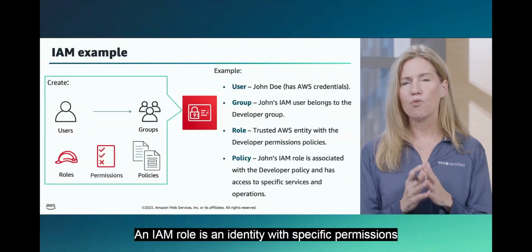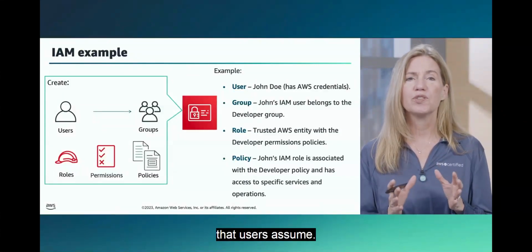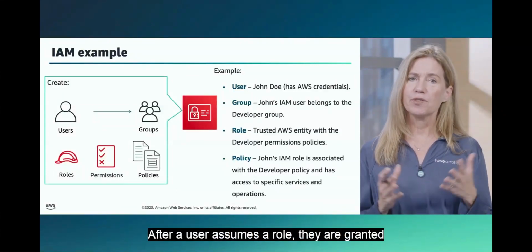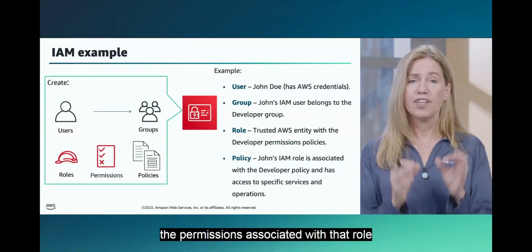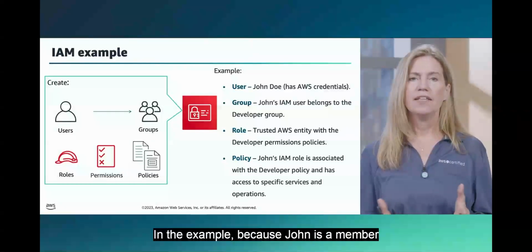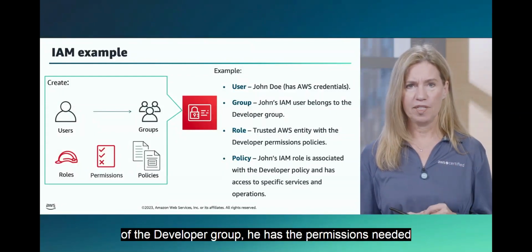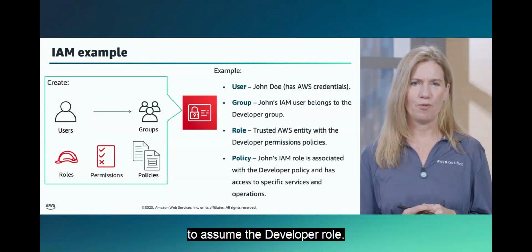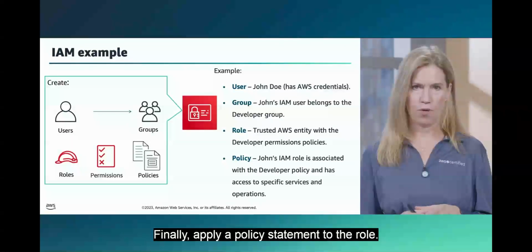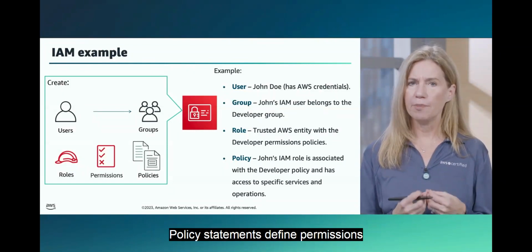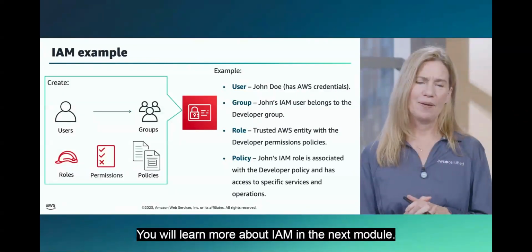An IAM role is an identity with specific permissions that users assume. After a user assumes a role, they are granted the permissions associated with that role, and only that role. In the example, because John is a member of the developer group, he has the permissions needed to assume the developer role. Finally, apply a policy statement to the role. Policy statements define permissions for users and resources. You'll learn more about IAM in the next module.